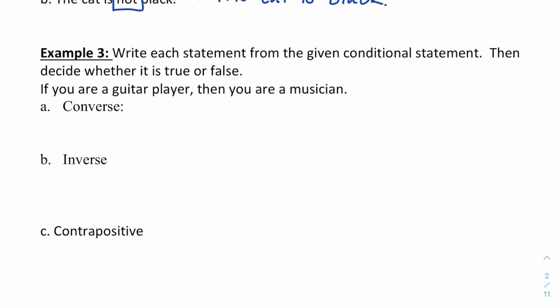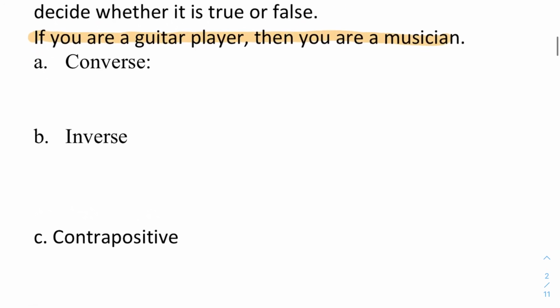All right, example 3. Given this statement, if you are a guitar player, then you are a musician, they want us to first write the converse, inverse, and contrapositive. And then once we have written those, we want to decide if they are true or false. So let's go through each one.